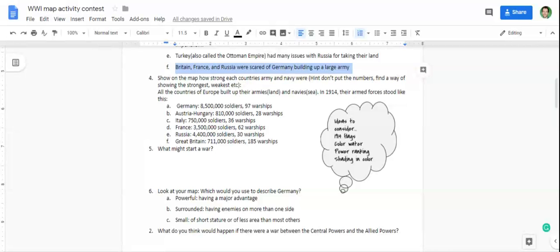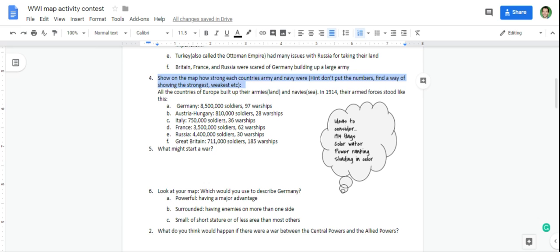And then step 4 shows how strong or weak each country's army, that's the soldiers, and their navy was, that's the warships. So find a way to show who had the strongest army and who had the strongest navy, maybe the weakest ones. Show that on your map. This is how these armies looked in 1914. And then answer number 5, what might start a war?